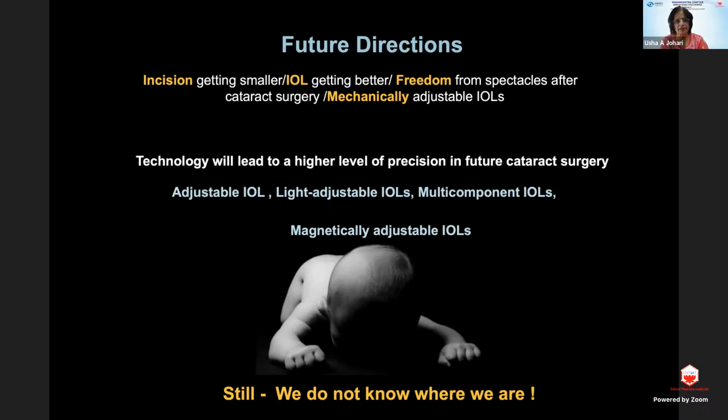So our future directions are getting the incision smaller and freedom from spectacles, better lenses and mechanically adjustable lenses. So the technology will lead to a higher level of precision in future surgery. Imagine having an adjustable IOL, light adjustable IOL, multi-component IOLs and magnetically adjustable IOLs, but we are still in the dark. We do not know where we are going to lead.